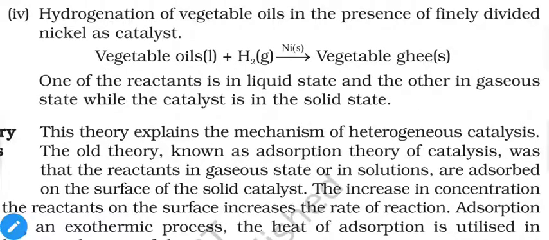And last is hydrogenation of vegetable oils in presence of finely divided nickel as catalyst. Vegetable oils are in liquid state, and when they react with hydrogen in presence of solid nickel catalyst, it gives vegetable ghee. So it uses liquid and gaseous reactants and gives solid products, and we have a solid catalyst. So all of them are in different phases. So this is an example of heterogeneous catalysis.